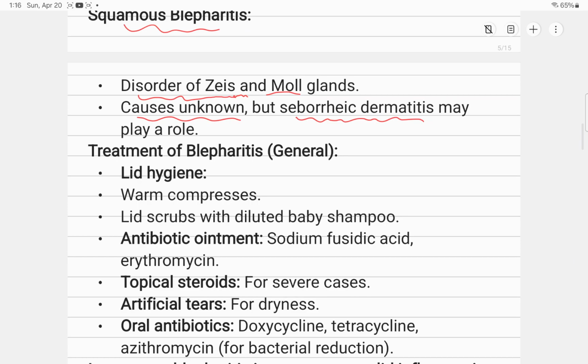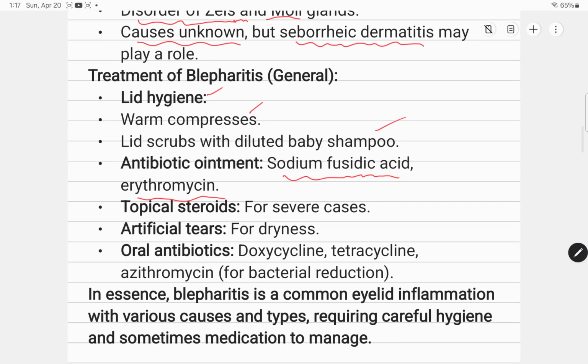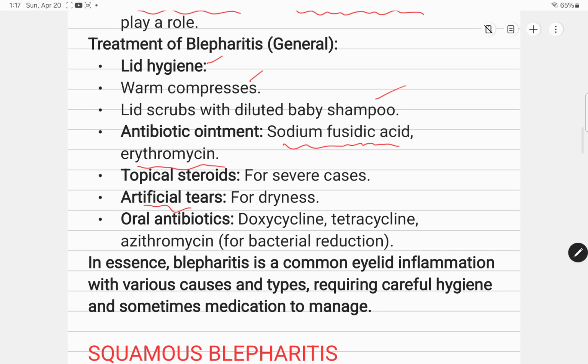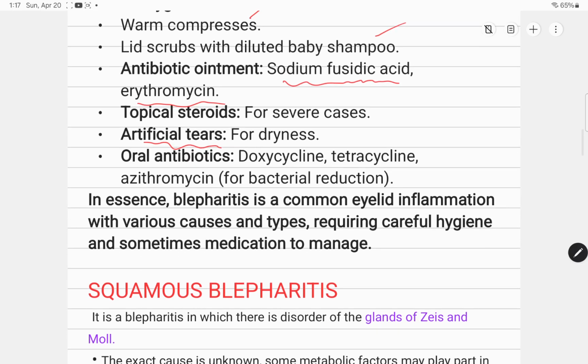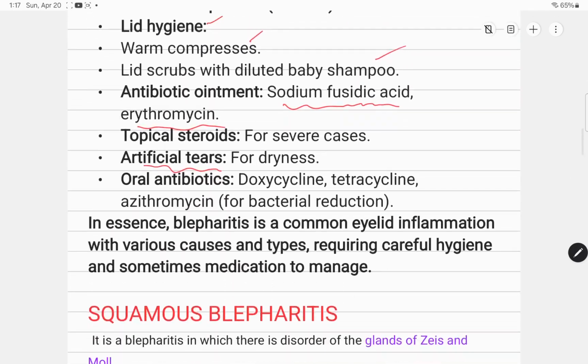Then there is treatment. First is lid hygiene, which is very important. So warm compression, and a lid scrub with diluted baby shampoo. Antibiotic ointment can be used, which in this case is sodium fusidate or erythromycin. Topical steroids can be used, and artificial tears are used. So these are for squamous.